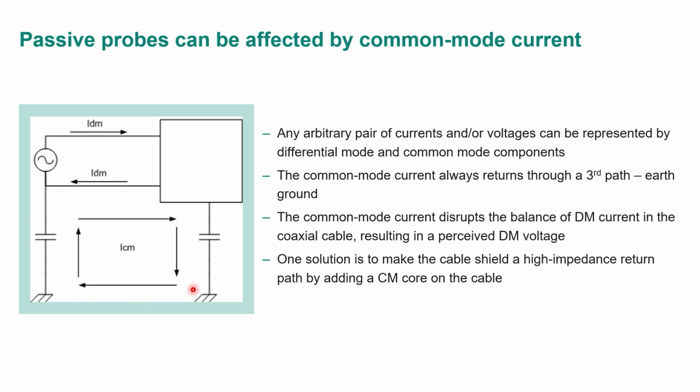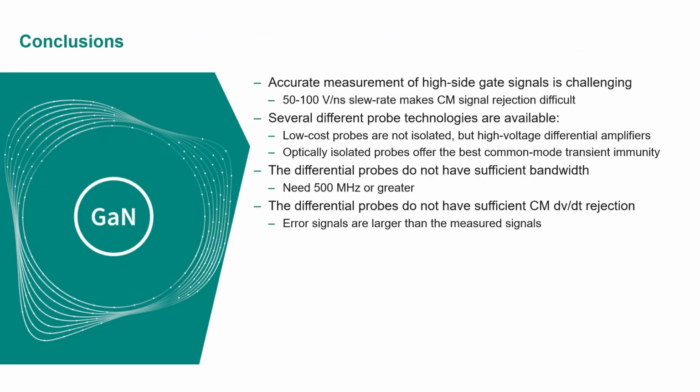And when I get that in my probe shield, it unbalances these signals, so I now inject noise into my probe, which is supposed to be shielded. That's why adding the common mode core across this makes this a high impedance path and eliminates that common mode current. In conclusion here, we talked about how to accurately measure the high side gate signals.